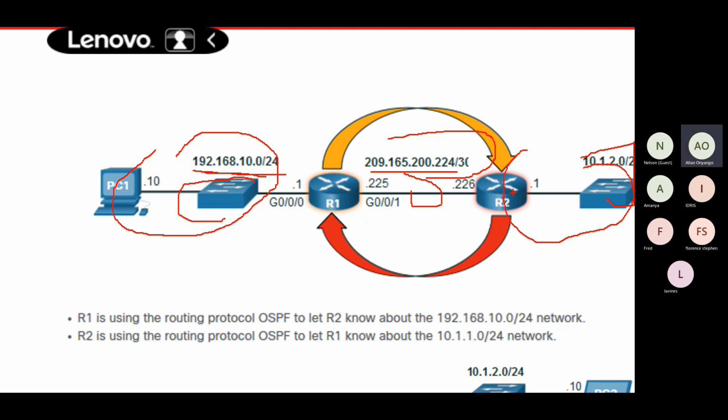R2 does the same thing. R2 tells R1, Mr. R1, I can show you how to reach network 10.1.2.0 and network 209.165.200.224 because they are directly connected to me. R1 says, thank you very much, R2, but don't worry. I also know how to reach the same network 209.165.200.224 because it's directly connected to me. But because of you, I'm going to add network 10.1.2.0. It was remote to me, but now I'm going to add it in my routing table so that I can reach it anytime that I want to reach it.